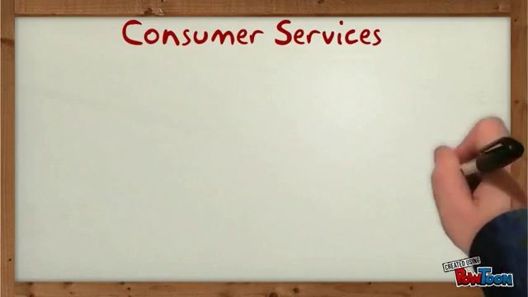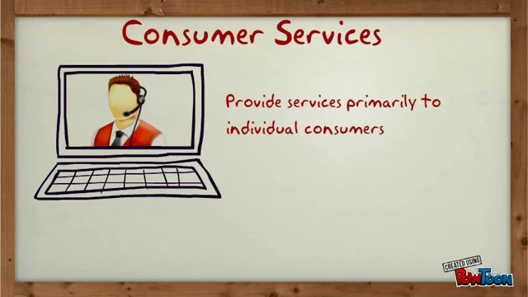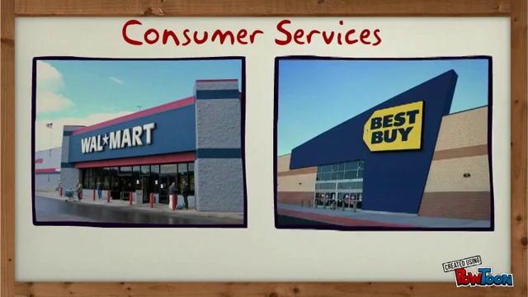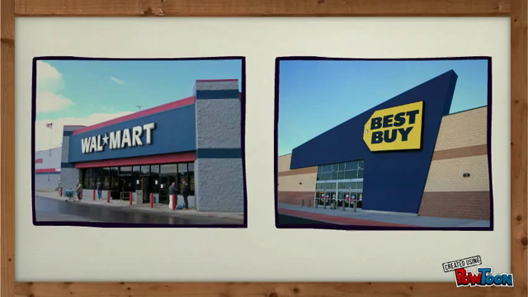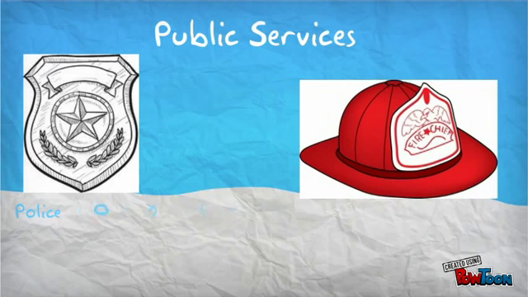The second type of service is consumer services. These are businesses that provide services primarily to individual consumers, including retail and personal services. An example would be Walmart or Best Buy. The third type of service is public services. These are services offered by the government to provide security and protection to businesses and citizens. Good examples include police officers and firemen.